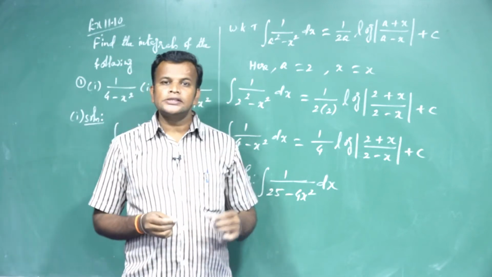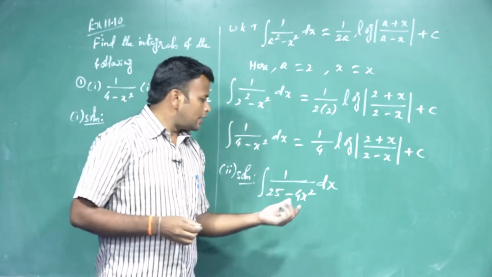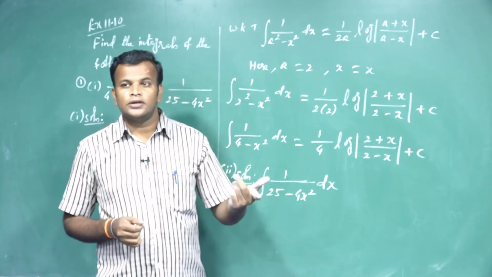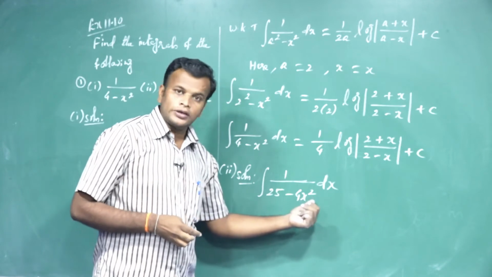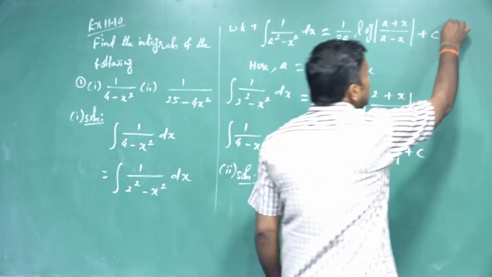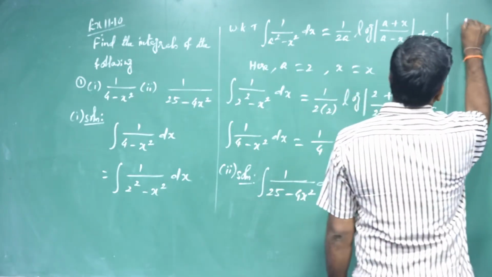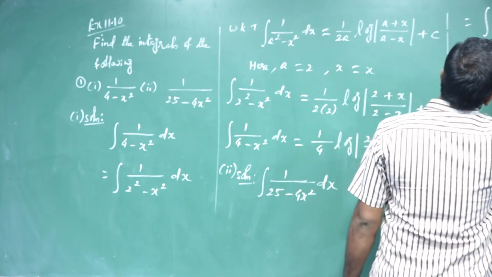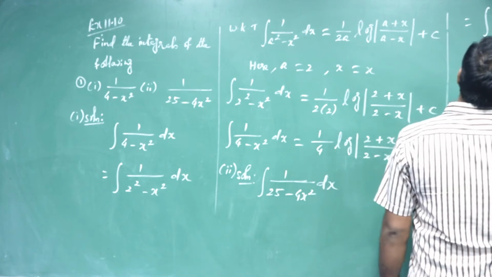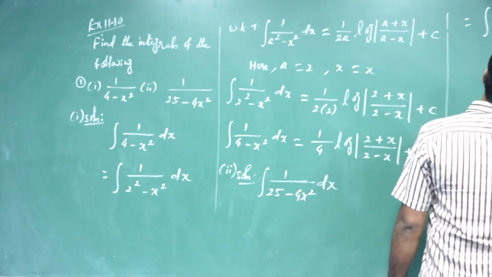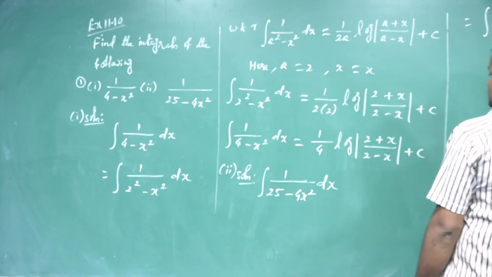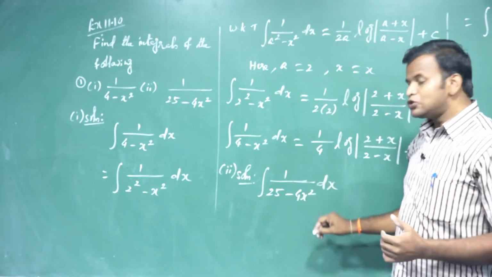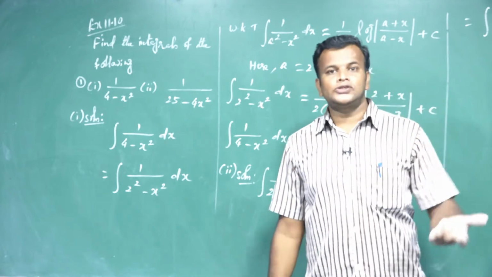We write 25 as 5 square. And how to write 4x square? We write 4 as 2 square, and x already has 1 square. So I write the given sum as 1 by 5 square minus 2x the whole square into dx, okay? 25 as 5 square, and we write 4x square as 2x the whole square.